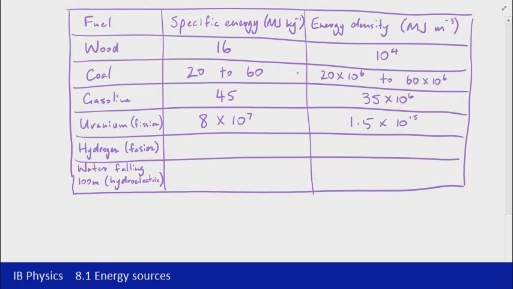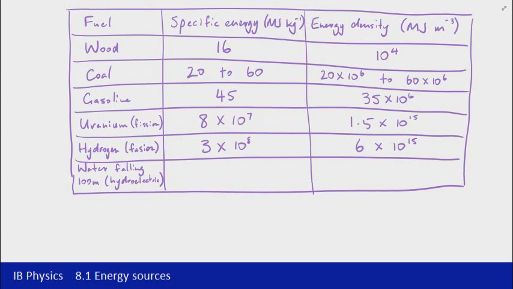Hydrogen in terms of fusion, you'll notice that it's even bigger again. So 3 by 10 to the 8. And then likewise there's a fourfold increase when we look at the energy density. Now the reason for that mainly is the size of the nuclei that we're dealing with. Uranium's quite large, hydrogen's quite small, so as a result when we fuse things together it tends to release more energy per kilogram than what uranium does, and as a result the energy density is higher as well.